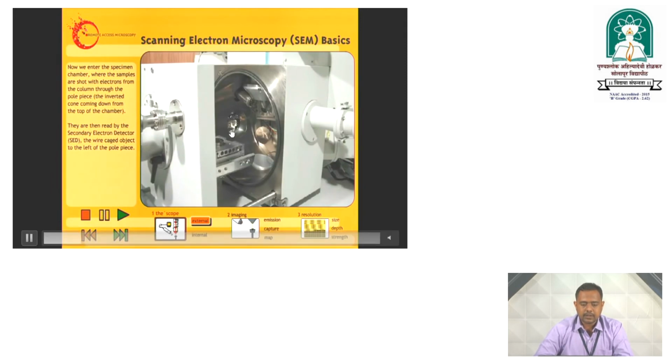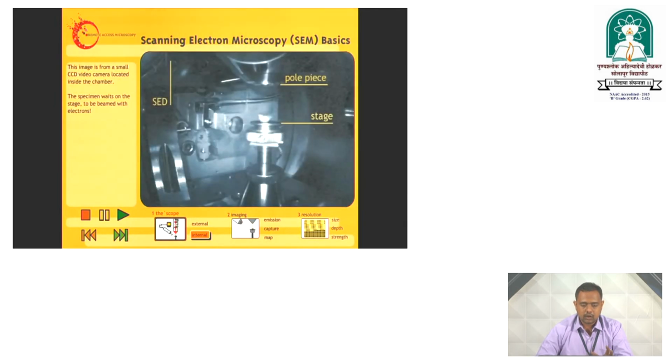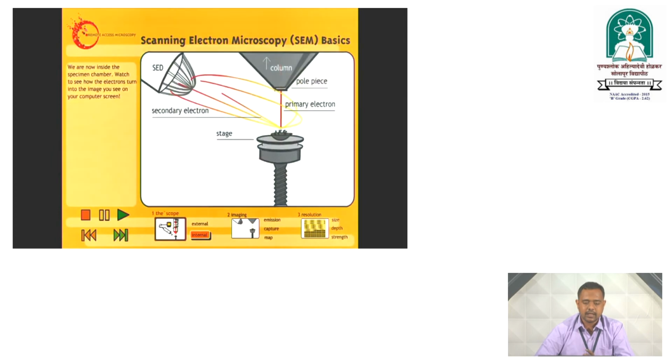This sample stage is where we keep our sample, and once we put the sample there, the complete assembly consists of the stage, the pole pieces and the SED. The SED is nothing but the secondary electron detector. The pole pieces direct the electron beam towards the sample stage, and after the interaction with the sample, the secondary electrons ejected from that region are detected at the secondary electron detector. Various other detectors are also present, such as the backscattered electron detector.